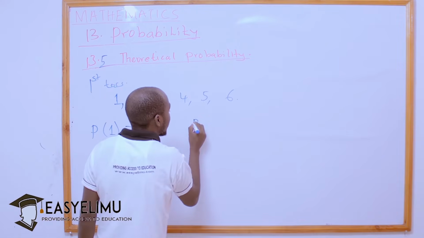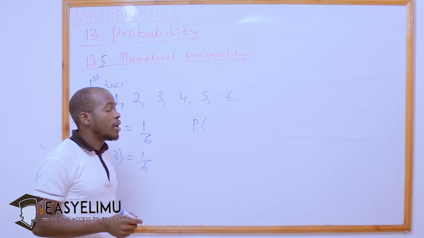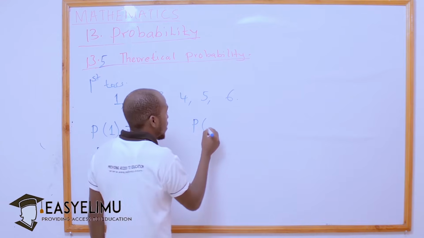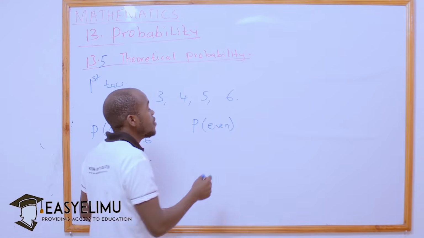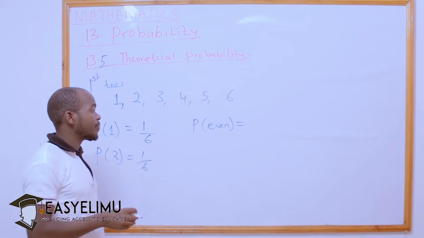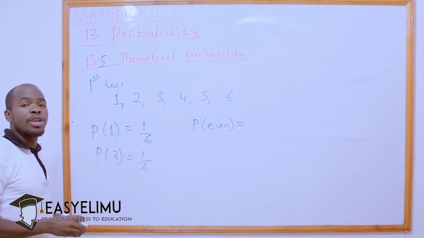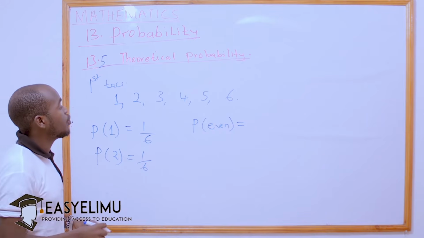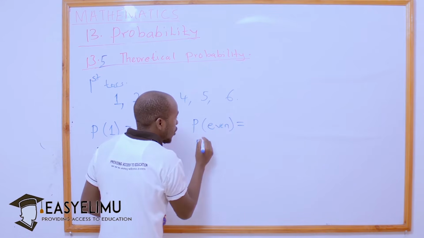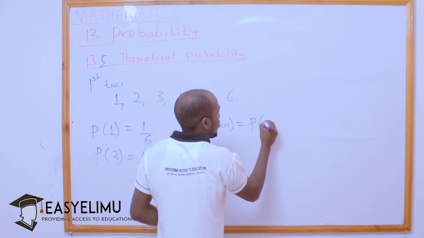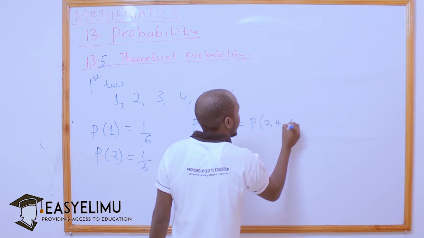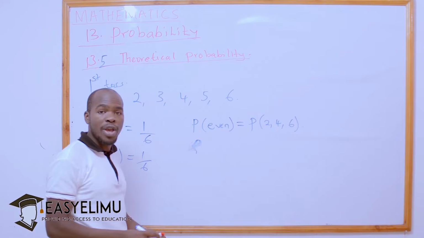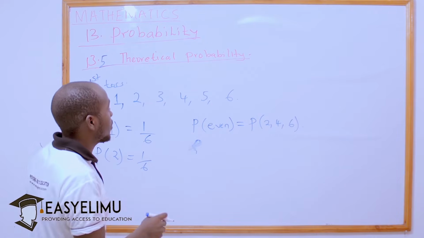But if you have been asked the probability of showing an even number, then it will be different. Here we shall take the probability of showing an even number. It is the same as the probability of 2, 4, and 6 showing up. Those are the even numbers we have there.